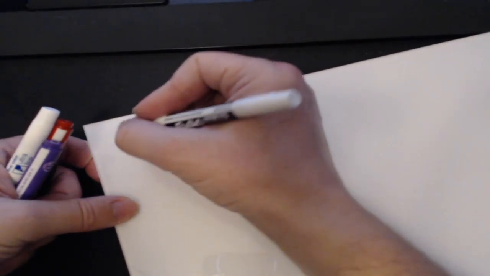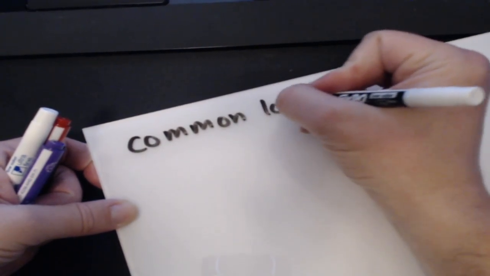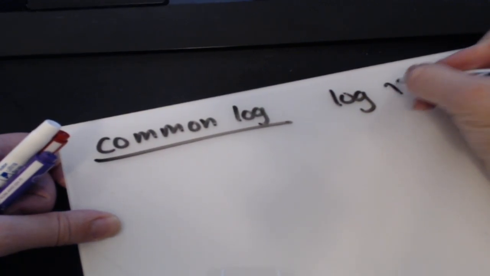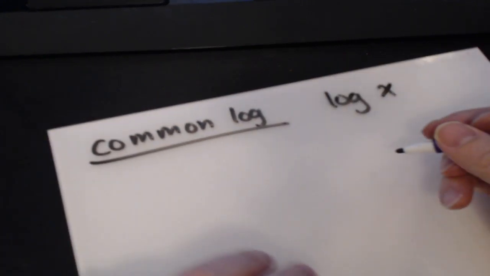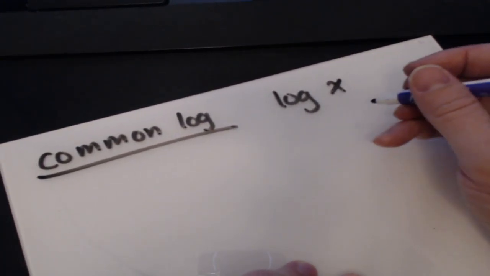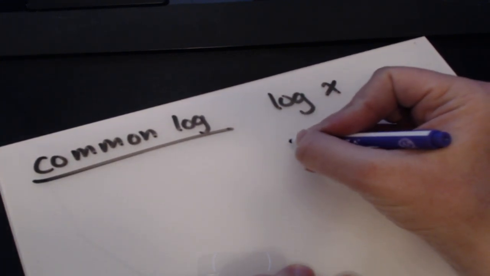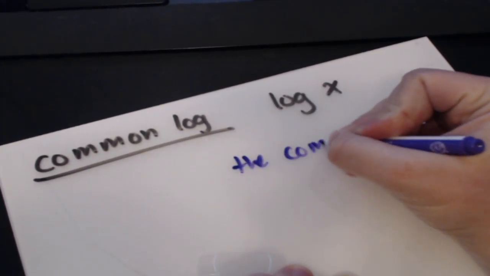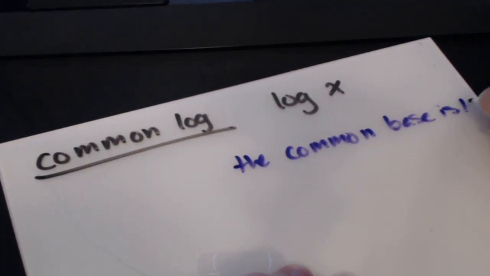So there's actually a common logarithm value. So you have the common log, and the common log says if I just had log x, all right, log x is something you can put in your calculator. You can hit the log button, and you can say the common base here is 10.